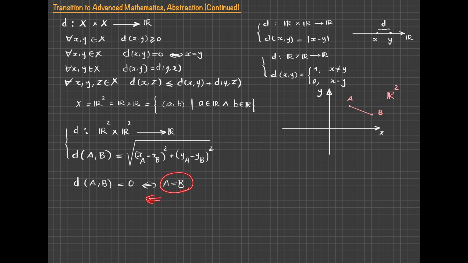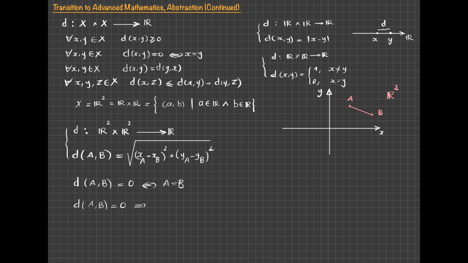If someone tells me that the points A and B are the same, can I conclude that the distance between them is 0? The answer is yes. Why? Because if the points are the same, it means that the x-coordinates are the same, so the difference is 0, and the y-coordinates are also the same, so the difference is 0. So yes, the whole function d of A and B is equal to 0, and I am done. But what about the other way around?